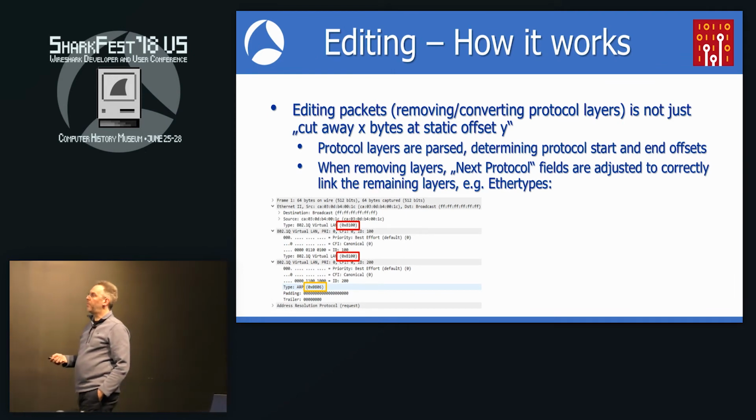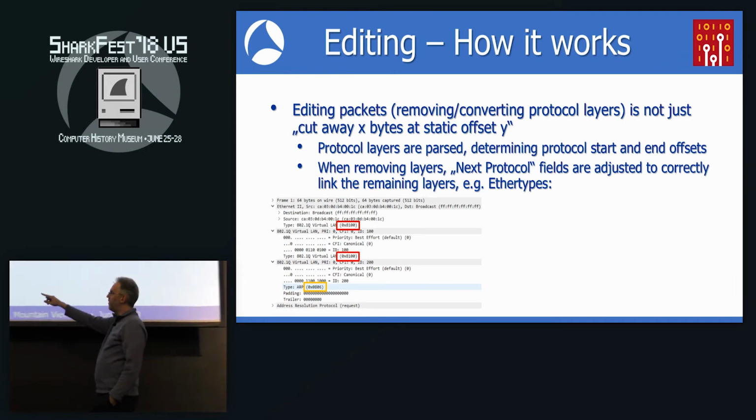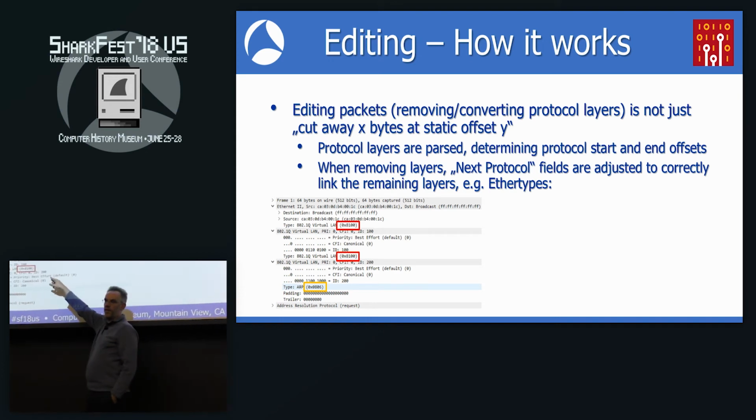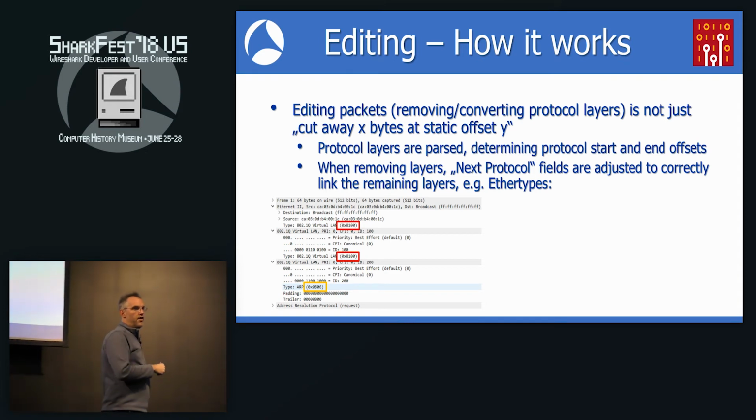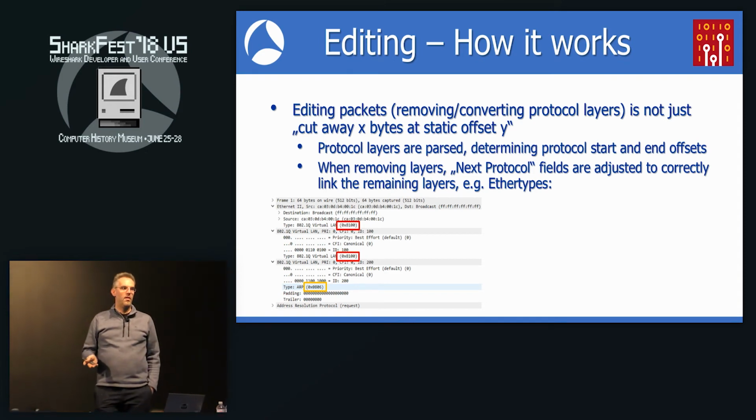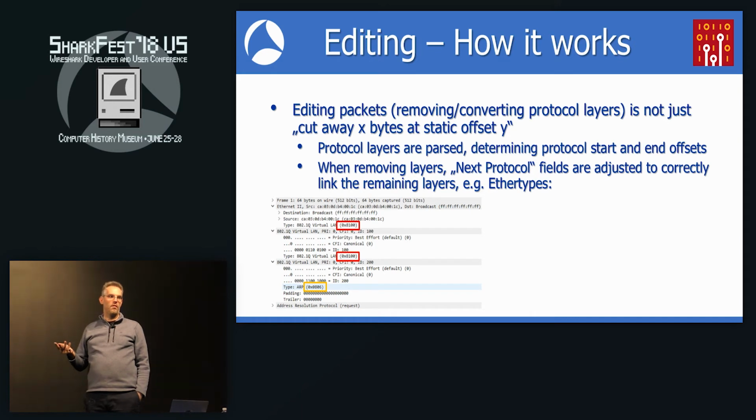The problem part is, for example, you can see here, this is a double VLAN tag. Two VLAN tags within each other, following each other, and then it's an ARP packet, 806. So what happens if I cut away the VLAN bytes, which would be 4 bytes each? I just cut them away. What happens? The frame breaks.